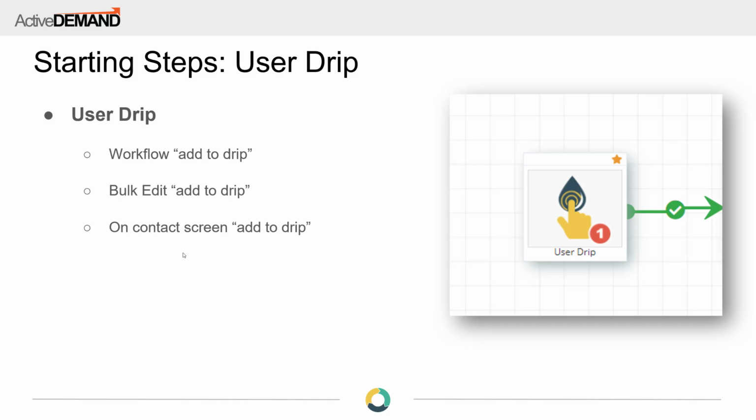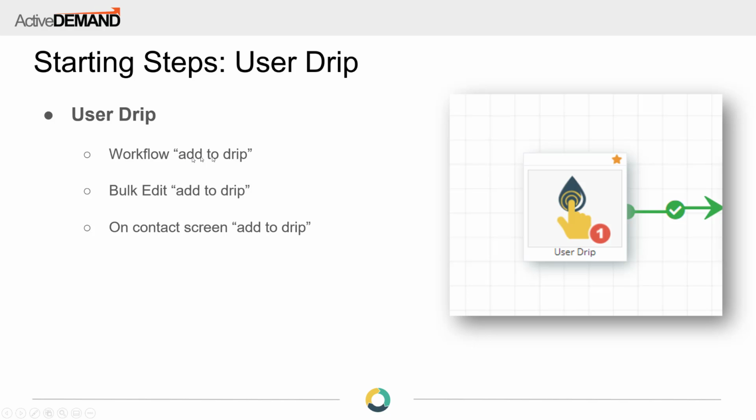I could as well go to the all contacts screen, filter a whole bunch of contacts, bulk edit them, and then click add to drip. The drip campaigns that will show up are the ones of the type with starting step as user drip. And finally, there's also a workflow step called workflow add to drip, which looks something like this. Let's say at the end of one workflow or drip campaign, you want to manually push them into a specific drip campaign of the type user drip.